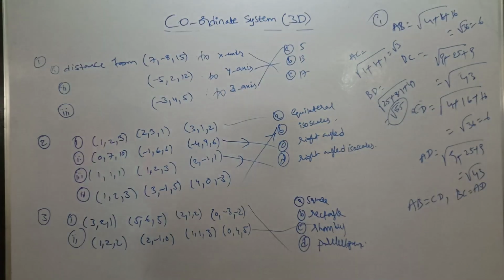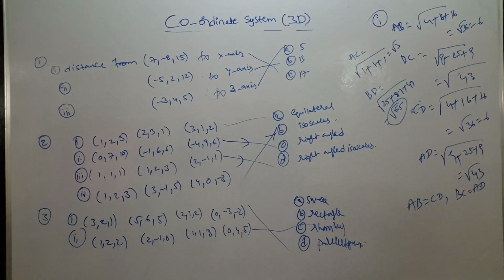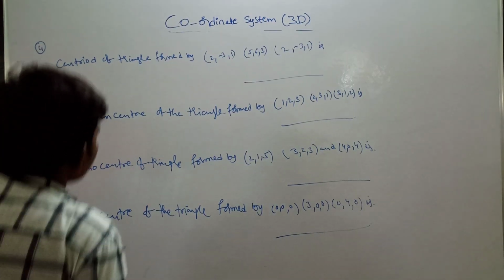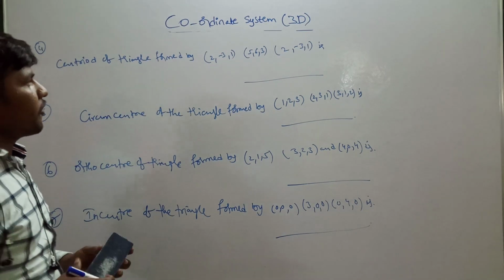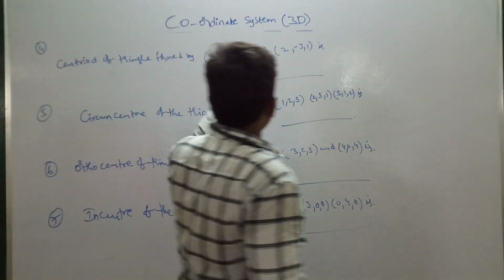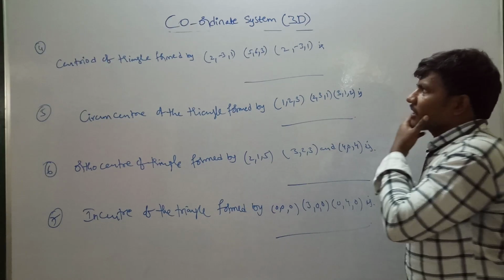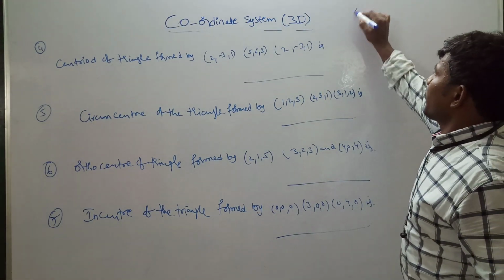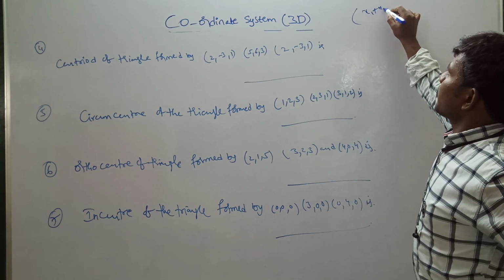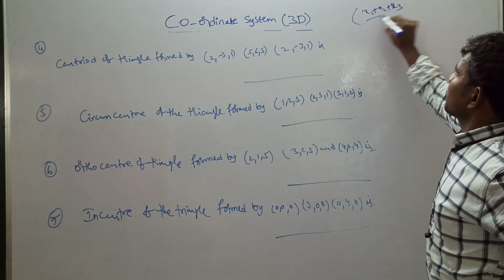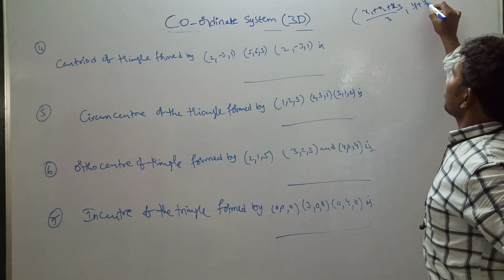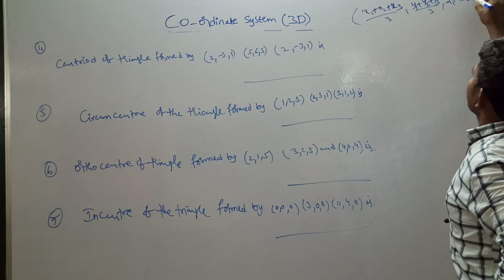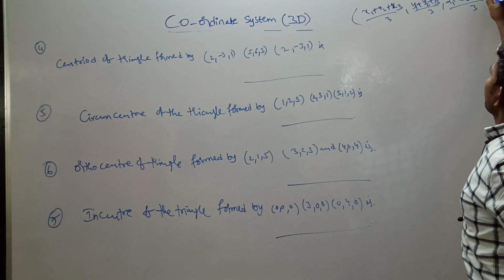Next, the center of a triangle formed by (2, minus 3, 1), (5, 6, 3), (2, minus 3, 1) is, we know the formula for the center of a triangle: x1 plus x2 plus x3 by 3, y1 plus y2 plus y3 by 3, z1 plus z2 plus z3 by 3.